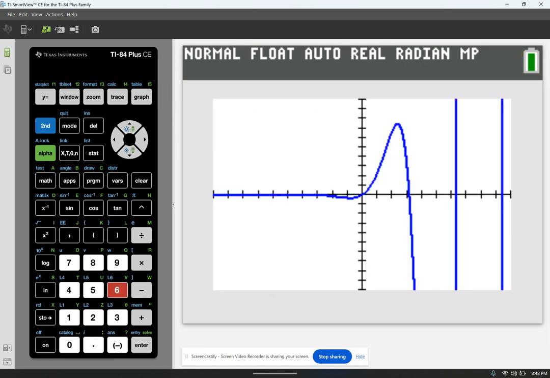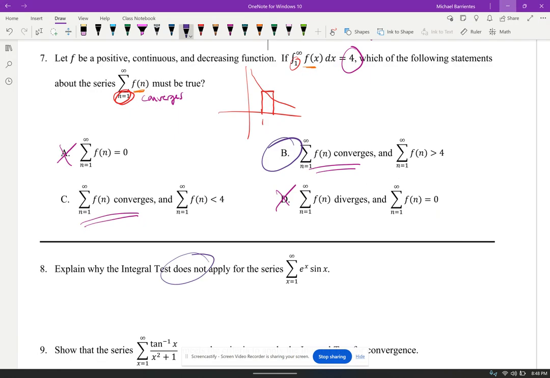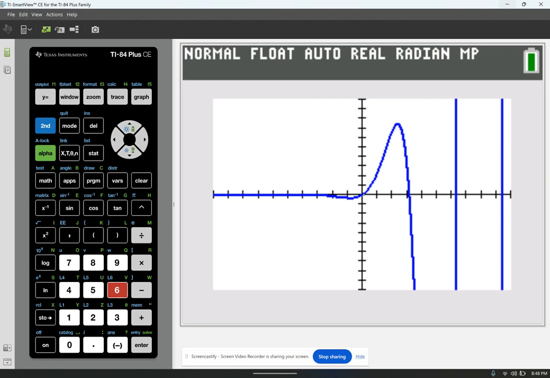In a standard window, I see this, and I already noticed some things that are failing here. One of the things that's failing is that it's not all positive, right? There's some negative parts. So right there, it doesn't meet the conditions. Also, I'm starting at x equals 1. So if I'm starting at x equals 1, is it decreasing? Well, no, it goes up and then it goes down. Oh, but then it goes up again. So it's oscillating. And as it's oscillating, it's also getting bigger and bigger and bigger.